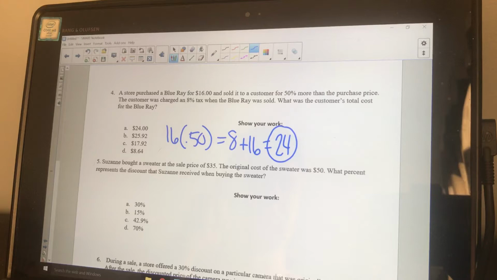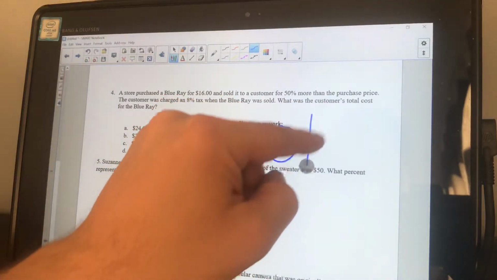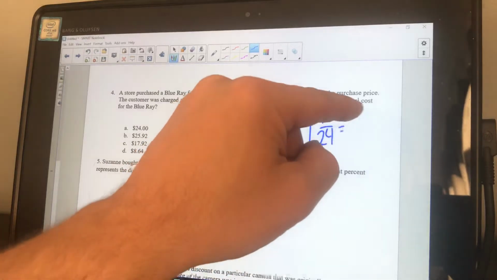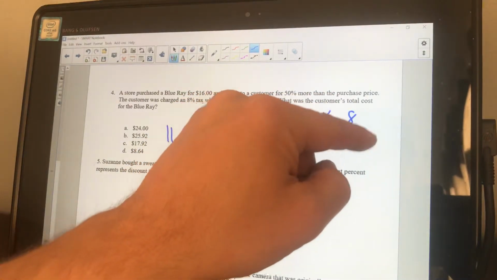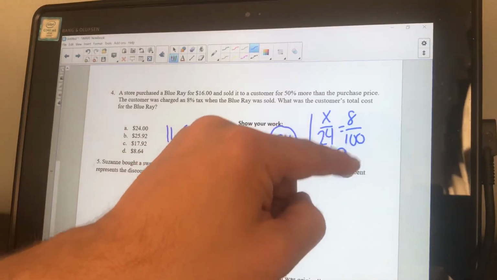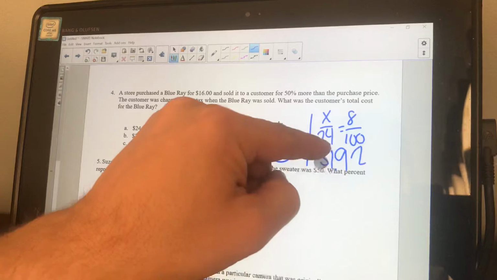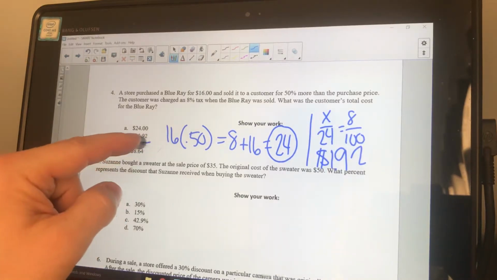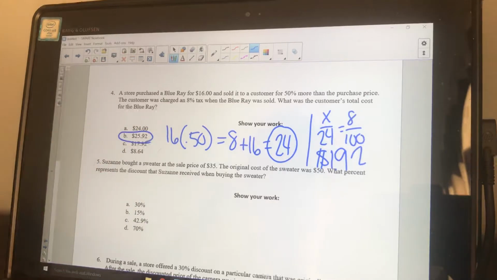$24 is what their selling price is going to be. There's going to be an 8% tax. Okay, 24 times 8, just doing my cross products, divided by 100 equals $1.92. $1.92 is in tax, plus the $24 total that they're selling it for. It's going to be $25.92, B again.